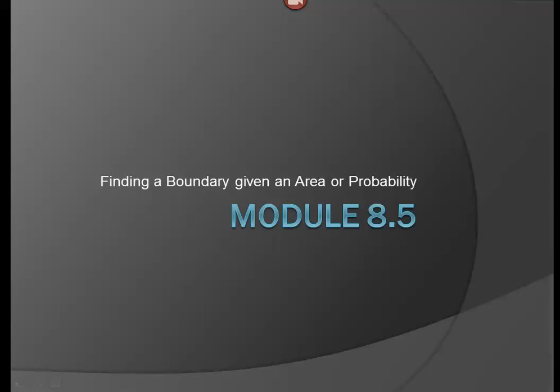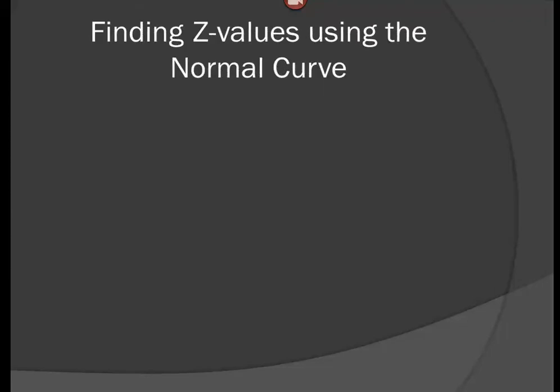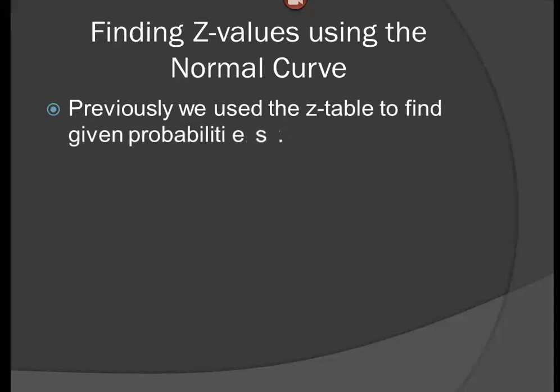Come to the last part of Module 8, where we're actually going to look at using the z-curve, but in an opposite direction. We are going to be finding boundary values when we are given areas or probabilities. Previously, when we looked at our z-table, and if you have your z-table, you should grab it, we're going to look first at how to find this on our table.